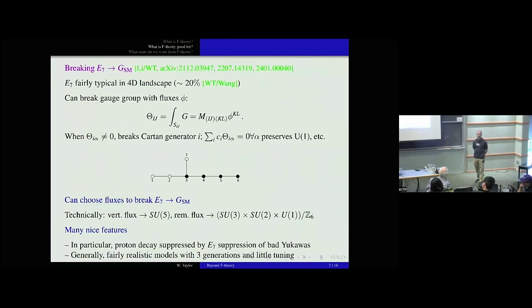Thank you. So in string theory, we also have the non-supersymmetric vacua. How do they fit into the picture?